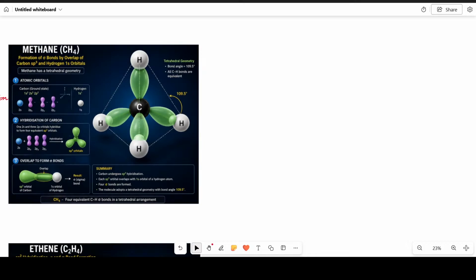So in today's session, we are going to learn about the features of pi bonds. Before that, let us look at the structures of the molecules. What are pi bonds? What are sigma bonds? Okay, so firstly, let us understand how the molecules are formed.